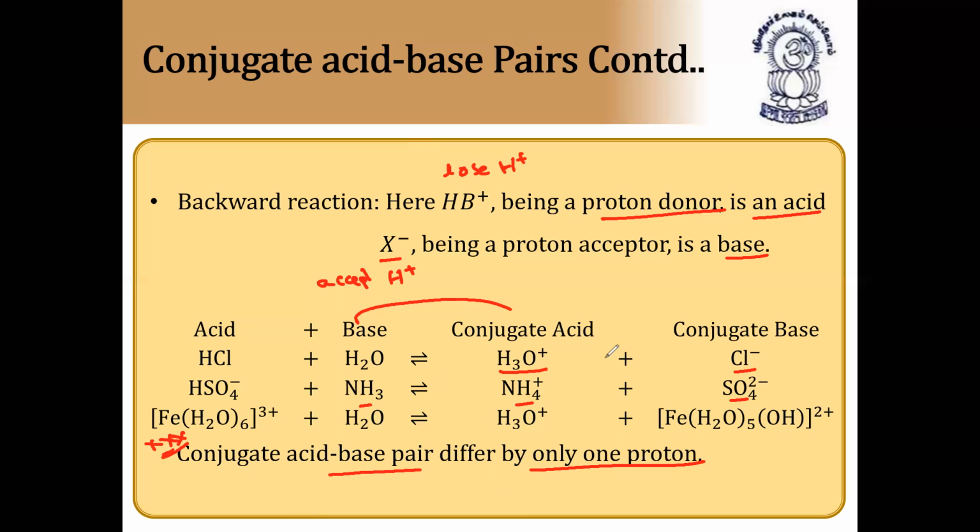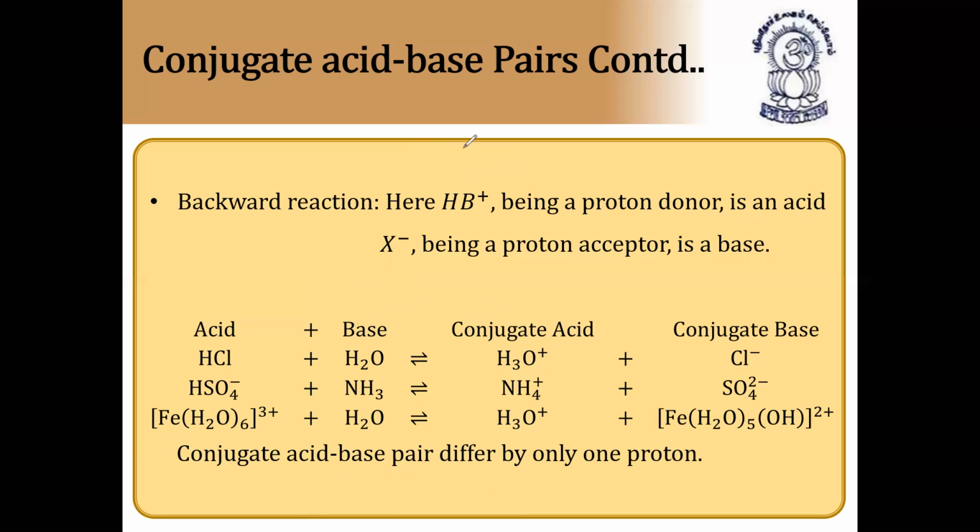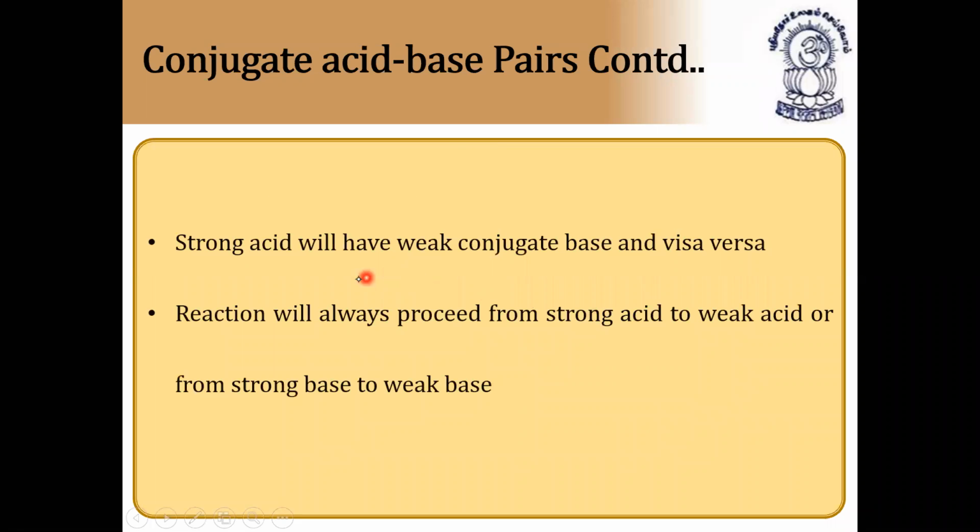Continuation. Very important point, please note down. A strong acid will have a weak conjugate base and vice versa. And a weak acid will have a strong conjugate base. And the reaction will always proceed from strong acid to weak acid or from strong base to weak base only.